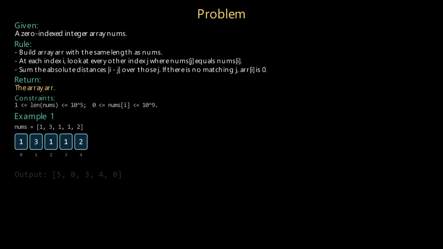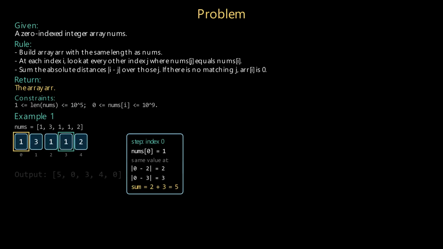Given a zero-indexed integer array nums. Rule: build array ARR with the same length as nums. At each index i, look at every other index j where nums[j] equals nums[i]. Sum the absolute distances |i - j| over those j. If there is no matching j, ARR[i] is 0. Return the array ARR.